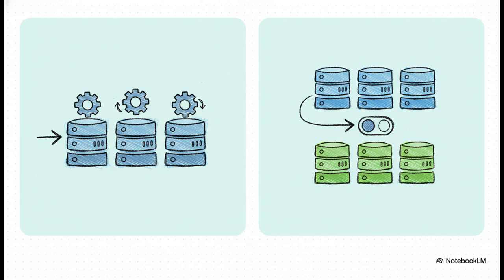CodeDeploy gives you different ways to deploy. An in-place deployment is pretty simple. It just updates the application on your existing servers. It works, but it can involve some downtime. The safer and, frankly, cooler way is a blue-green deployment.